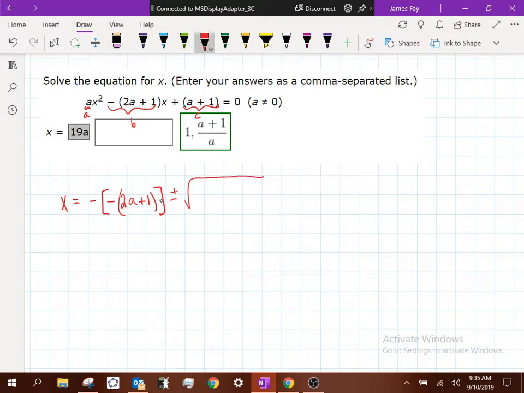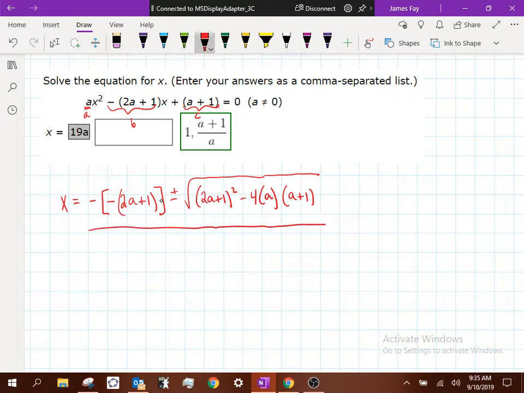Now, in this case, I don't really care that B is negative. I'm going to square it, right? So I'm just going to write 2A plus 1 squared. Minus then 4A, and then C is A plus 1. All over then 2A, which our A is just A, right? Okay, so that's ugly, but let's go through and simplify. We got 2A plus 1 out front, plus or minus.